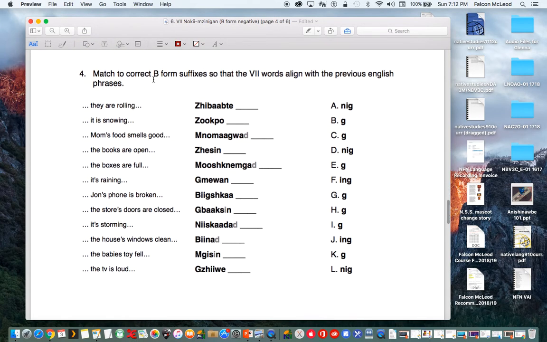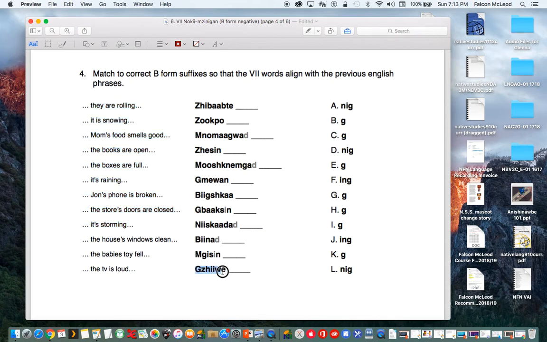Next one, we are matching the correct Bform suffixes to our verbs. So the words align with the previous English phrases. So these words match the English here. We just need to attach the right suffixes to these. So don't worry if you don't know these words, they'll match up. And these also don't include the nouns. So these are just verbs here. So we're not worrying about the verbs in these sentences here in front. We just want the verbs to line up.